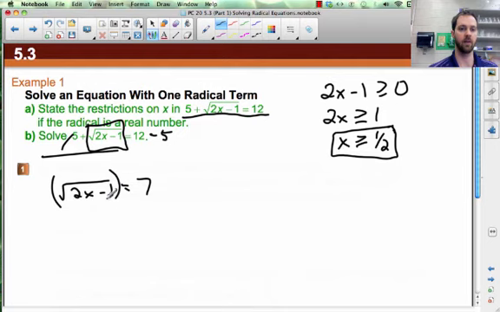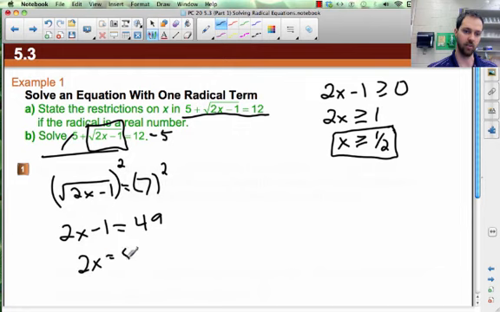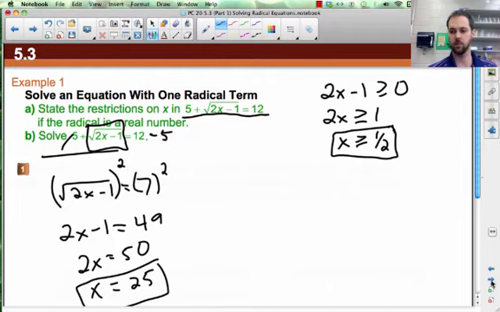Now again, anytime you have the square root of something, you want to square it to get rid of that radical. So we square both sides. The radical disappears, and we're just left with 2x minus 1. On the right side, 7 squared is 49. Then we add 1, 2x equals 50. And then divide by 2, and x equals 25.